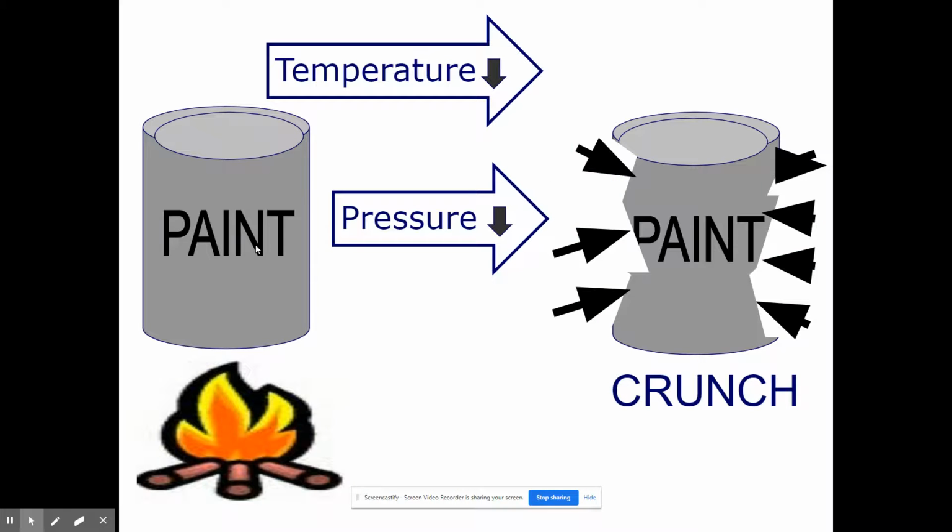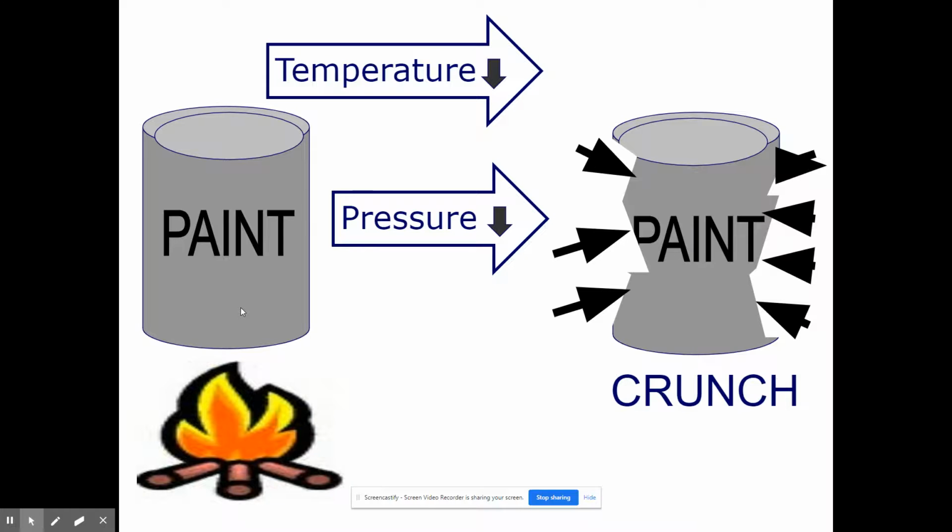So you may have seen, on the outside of an aerosol can of spray paint or whatever sprays out, it says keep away from heat. The problem is this can is pressurized. There's pressure in there, and if you heat it up, that pressure increase will eventually bust the can.